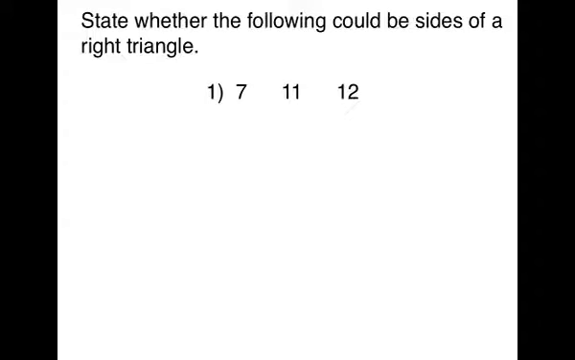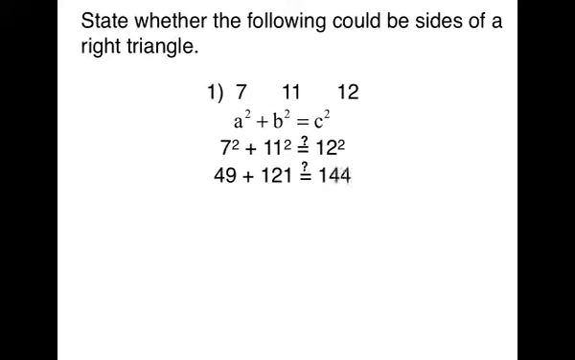Would you try this one? Is this a right triangle? So you're going to plug it into the Pythagorean theorem. So I'm going to have 7 squared plus 11 squared. Is that equal to 12 squared? 49 plus 121. Does that equal 144? It's not sounding like it. Add that up. I get 170 is not equal to 144. So this is not a right triangle. It can be a triangle, just not a right one.